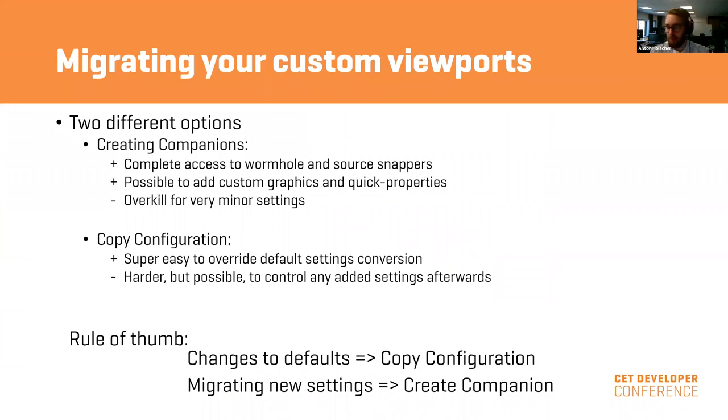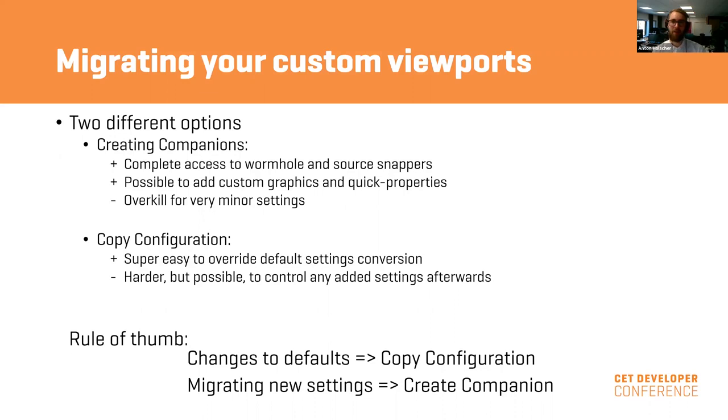And okay, so how do you migrate your custom viewports then? Say you have added some custom functionality to your special viewport that is super neat. There are two different options for you to do so. One is to create your own separate companions for the different things you have in your viewport. And the upside with this is that you have complete access to the wormhole and the source snappers. And it's possible to add your custom graphics to present the added stuff to the user very easily.